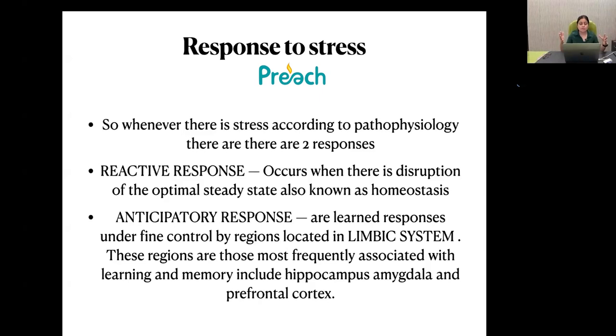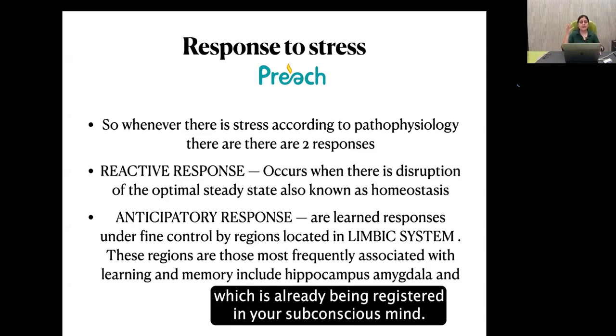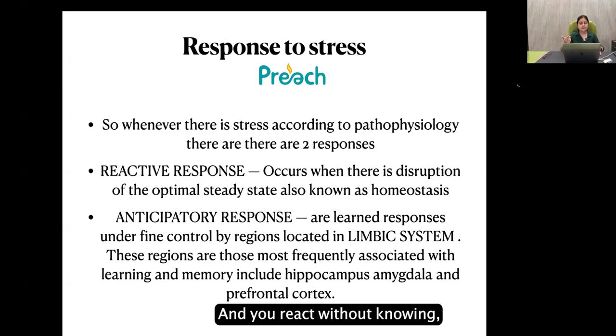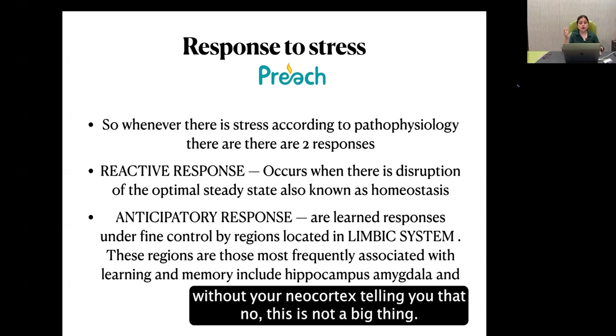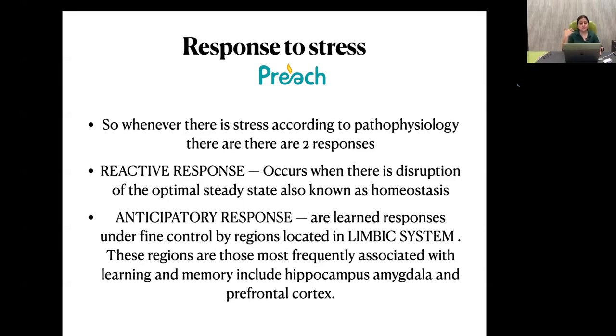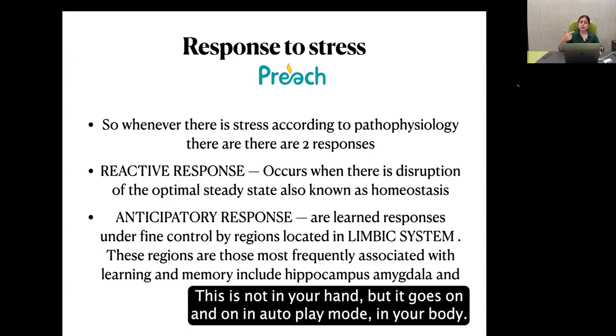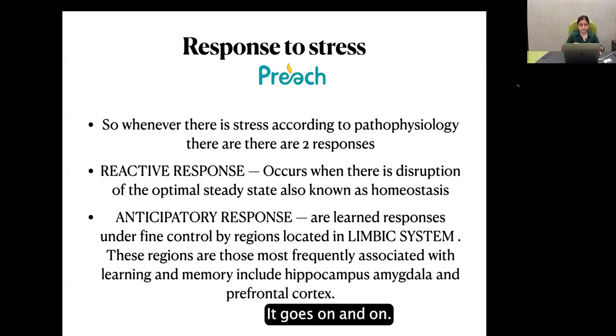The person reacts in fright. This is the response which is already registered in your subconscious mind, and you react without your neocortex telling you that no, this is not a big thing. You do not have to react according to your past experiences, but you react that way. This is called anticipatory response. This is not in your hand, but it goes on and on in autoplay mode in your body.